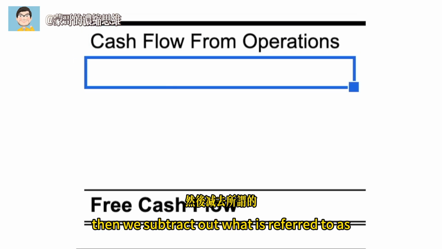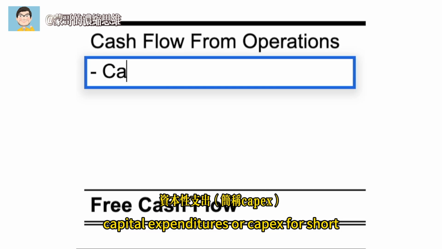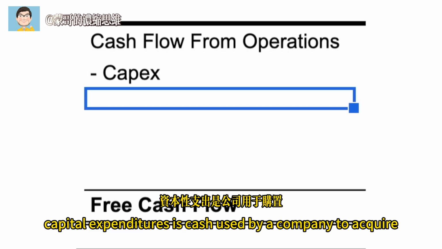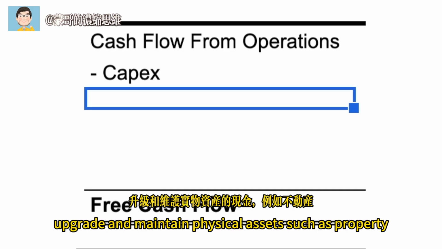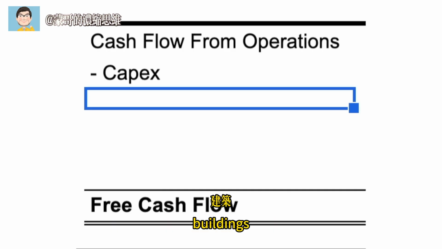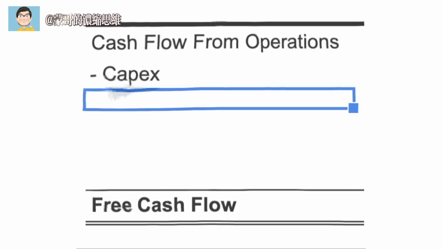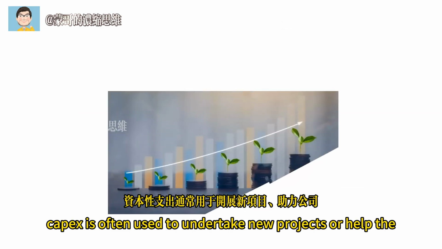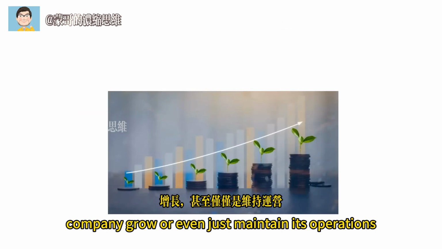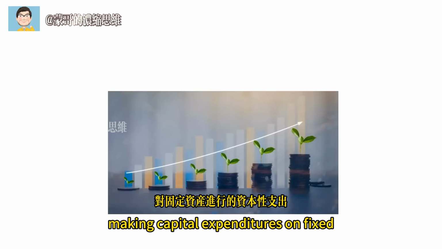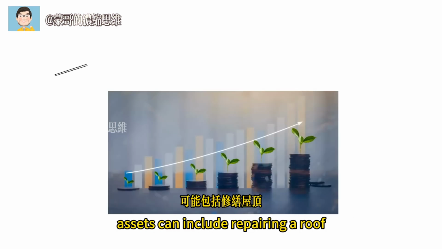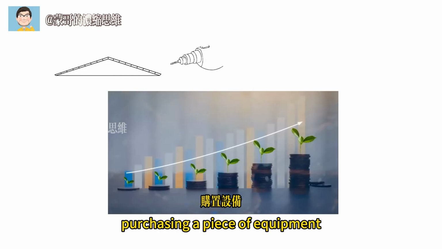Then we subtract out what is referred to as capital expenditures, or CapEx for short. Capital expenditures is cash used by a company to acquire, upgrade, and maintain physical assets such as property, plants, buildings, technology, or equipment. CapEx is often used to undertake new projects or help the company grow or even just maintain its operations. Making capital expenditures on fixed assets can include repairing a roof, purchasing a piece of equipment, or building a new factory.